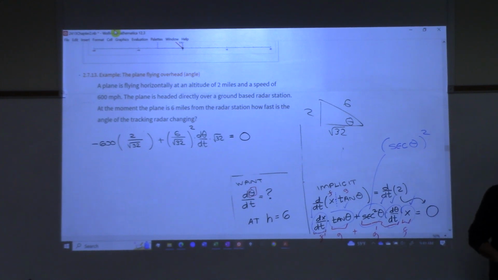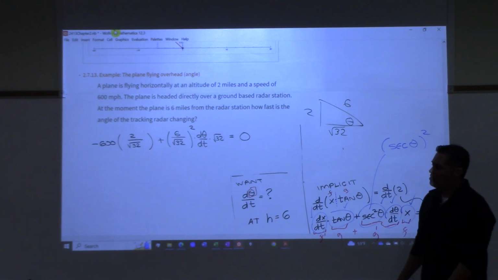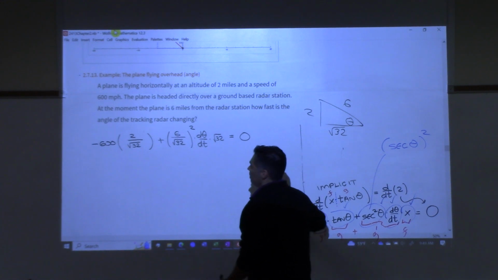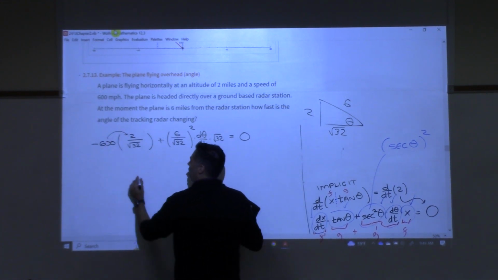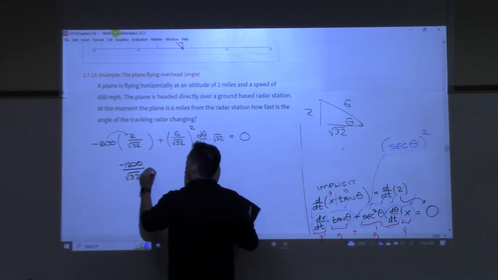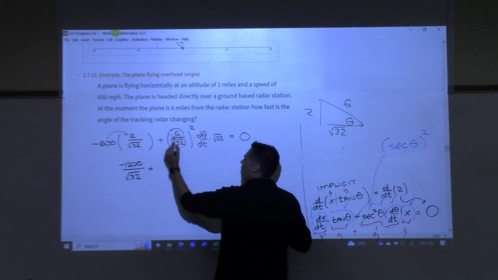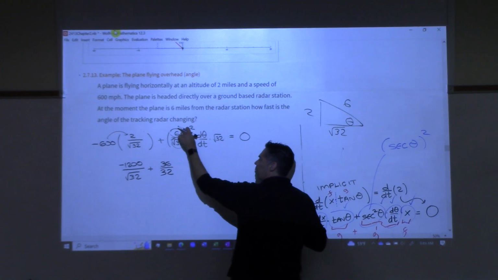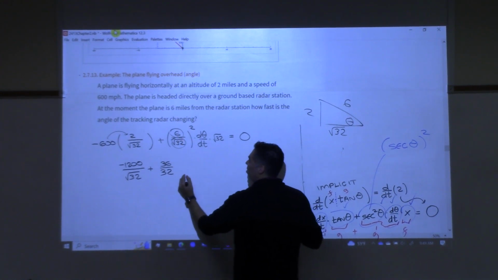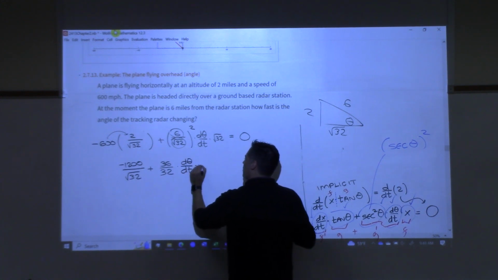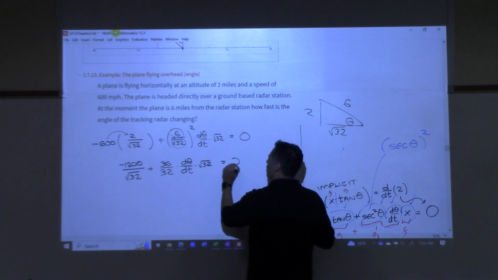Our goal is to solve for d theta dt. I'm going to try and do as much of this as I can without a calculator. So if I multiply here, I can just go across the top. That's negative 1200 over root 32, plus, when I square this, I square the top, I square the bottom, I get 36 over 32. Square the top, you get 36. Square the bottom, the root goes away. Times d theta dt times square root of 32 equals 0.